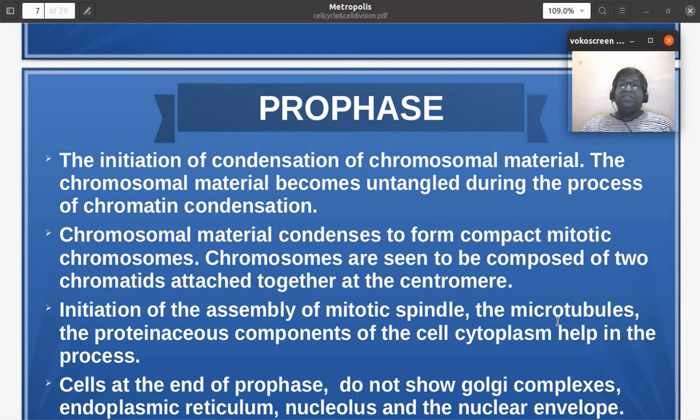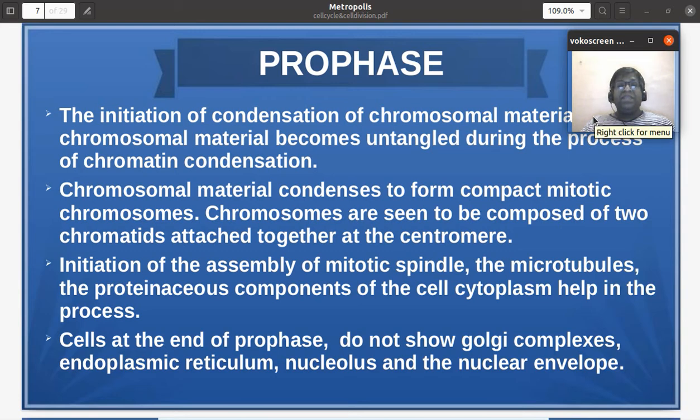If we get into the prophase of mitosis, the key attributes are the disappearance of the nucleus, nucleolus and nuclear envelope along with cell organelles, and the beginning of the assembly of the mitotic spindle, microtubules, and proteinaceous components of the cell cytoplasm, which help in the mitotic process. Within the nucleus, the thread-like chromatin material becomes untangled and condenses to form compact mitotic chromosomes.